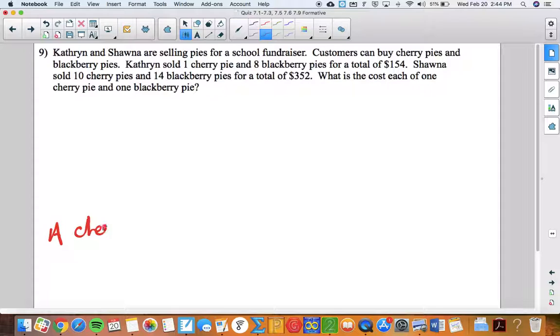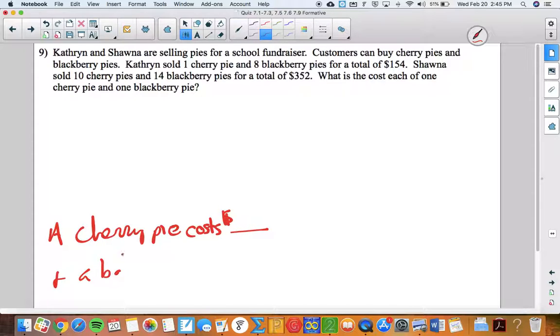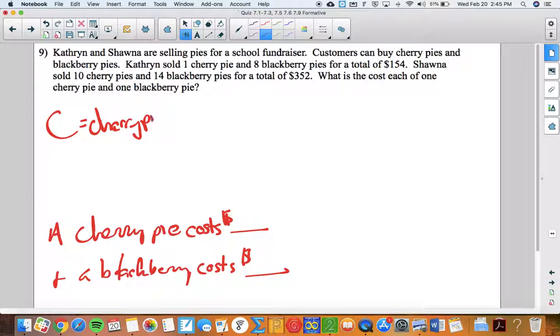A cherry pie costs blank dollars, and a blackberry pie costs blank dollars. So we don't know the cherry pie cost. I'm going to let C equal 1 cherry pie cost. And I'm going to let B equal 1 blackberry pie cost.